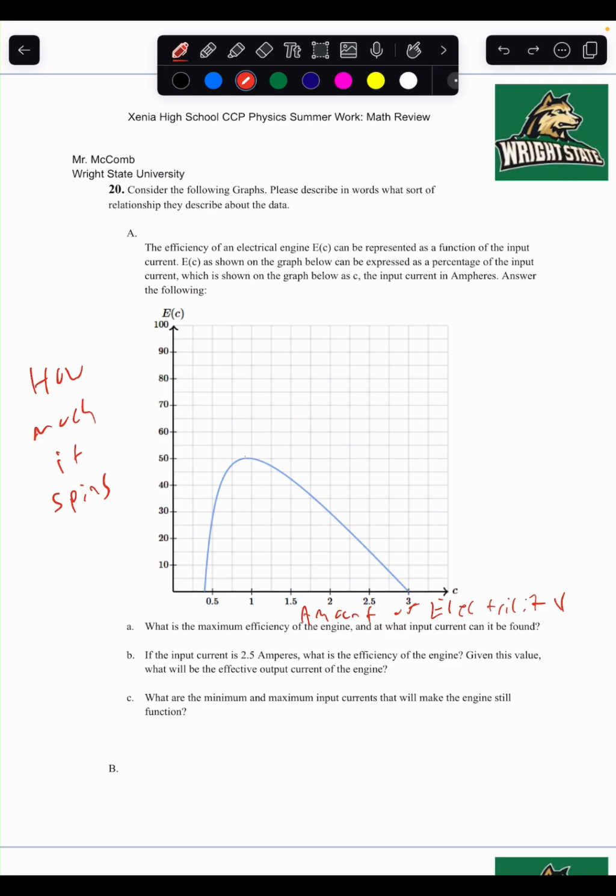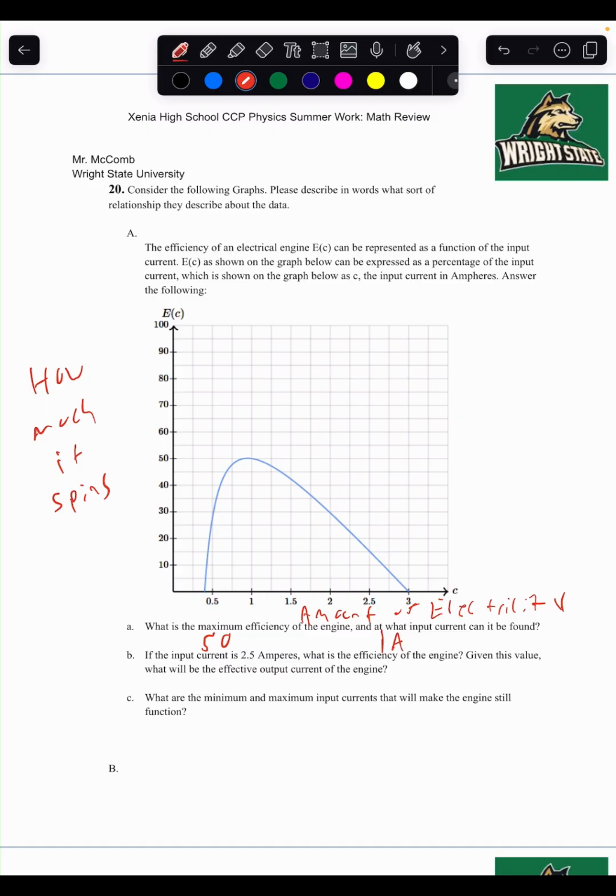The actual tip of this graph is slightly over the edge, but whatever. If this was like an exam question, I would accept 1. I'd accept 0.9. I'd probably accept 1.1. You get the idea. Basically, if I can tell that you're reading the graph correctly, eyeballing the number, I'll give you some grace on that. So 50 is the maximum efficiency, and 1 ampere is the input current.